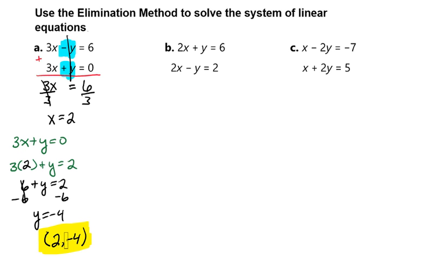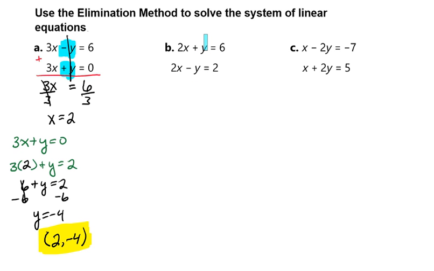Let's take a look at letter B. Here we have 2x plus y equals 6 and 2x minus y equals 2. So we want to either eliminate the x's or the y's. And if we look, we have matching x's with 2x each, and our y's also match.